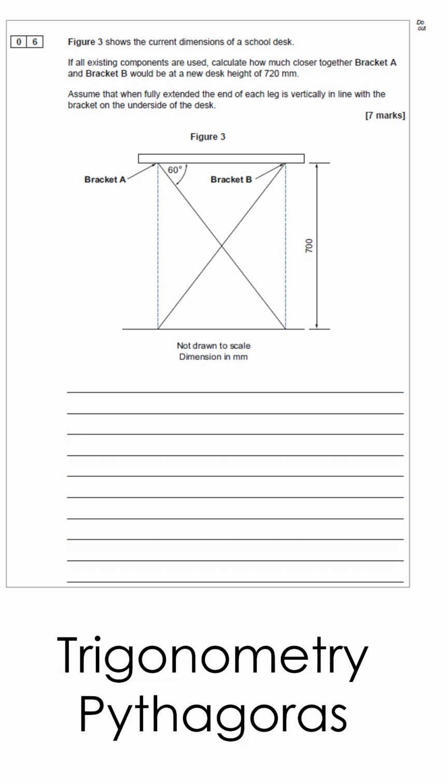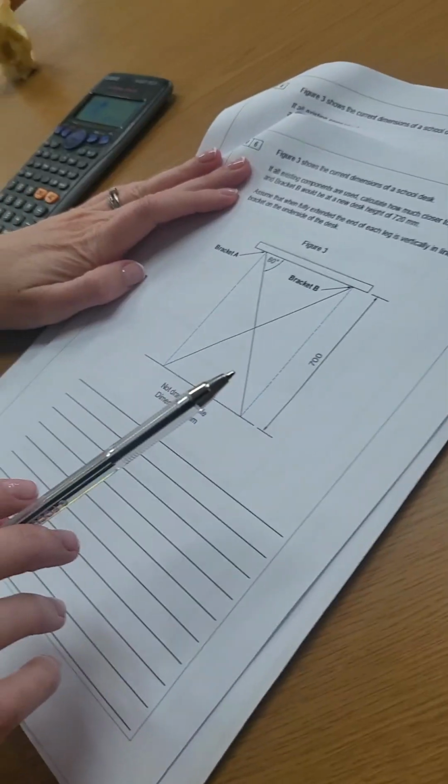Hi everyone, this video covers one of the more tricky questions I've seen in an A-level product design paper. This question asks you to use a bit of trigonometry, some Pythagoras. So here's Miss Baker taking us through the method she would use.